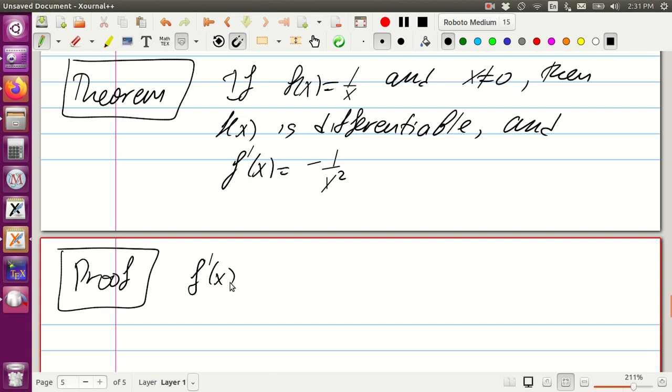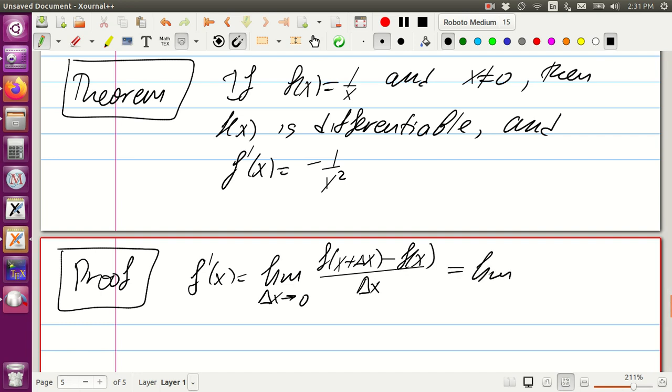We'll say that f prime of x is equal to the limit when delta x goes to 0 of f of x plus delta x minus f of x, divided by delta x. So it's a limit when delta x goes to 0. So let's try to calculate it. Over here, instead of this x, we're going to plug in x plus delta x. So it's going to be 1 over x plus delta x, then minus f of x, which is 1 over x, all over delta x.